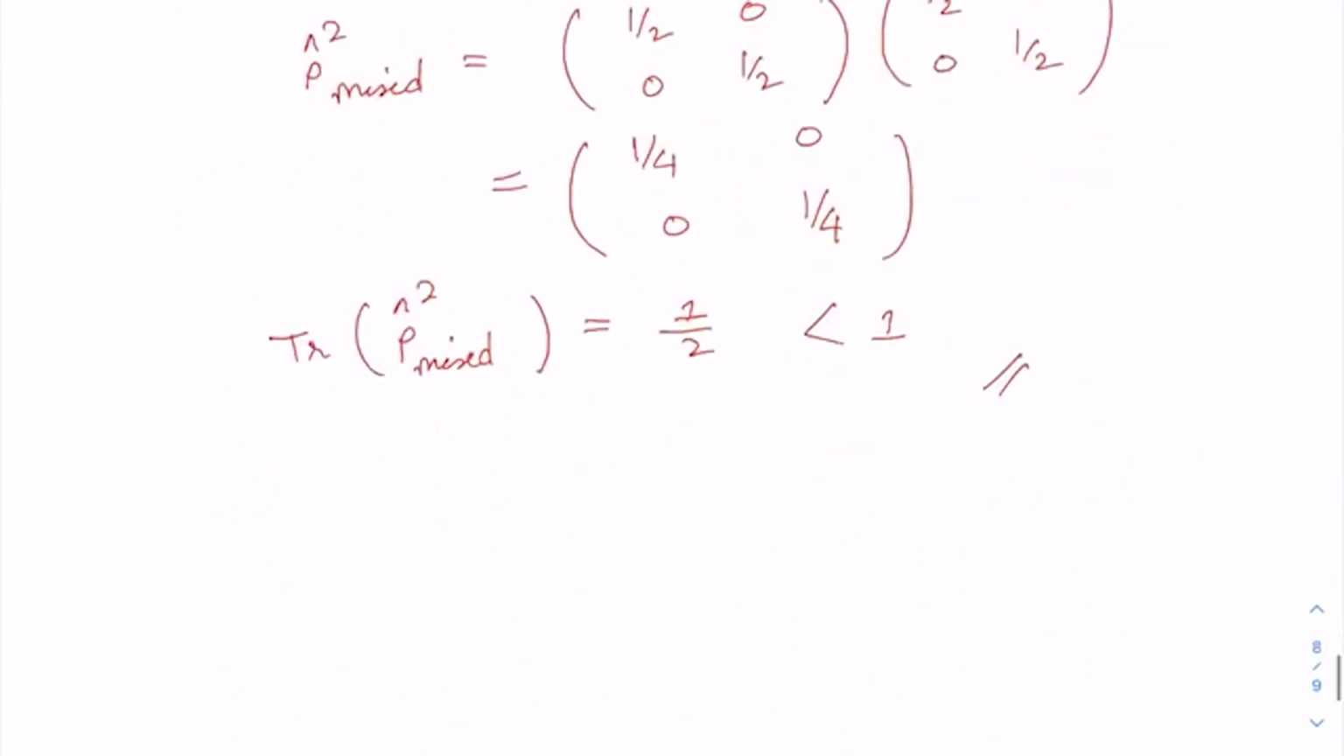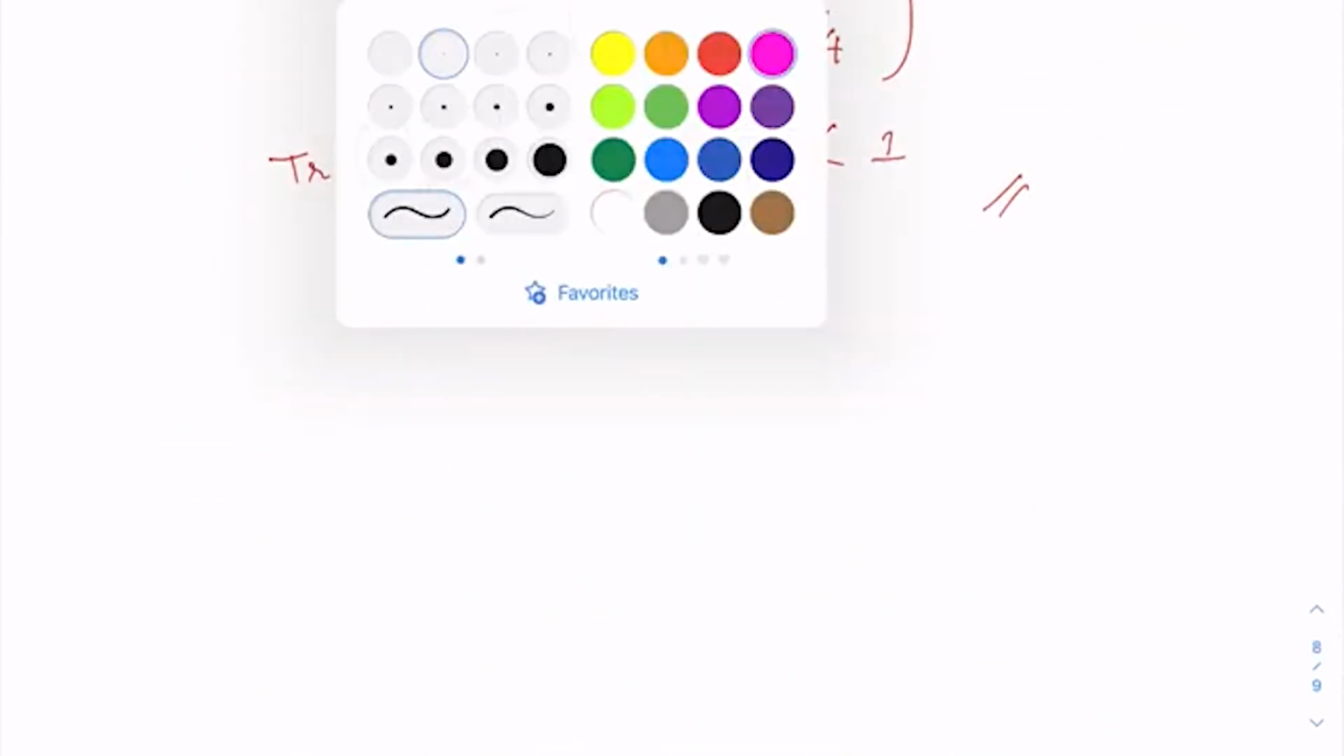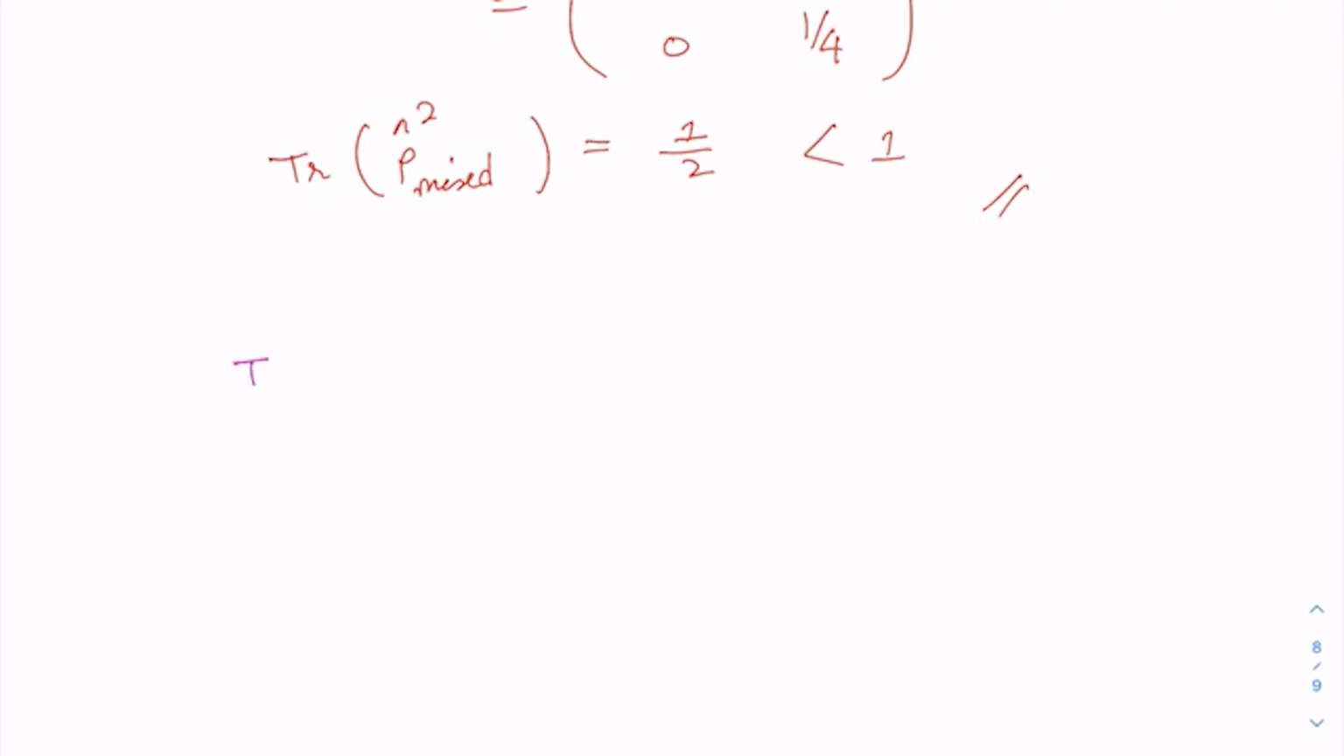Let me conclude by saying that to distinguish them, you just have to find the trace of rho square. If you are given a density operator, take the product of the density operators and then take the trace. If you get 1, then that is a pure state, and if it is less than 1, that corresponds to a mixed state.